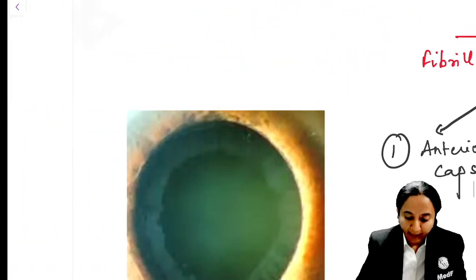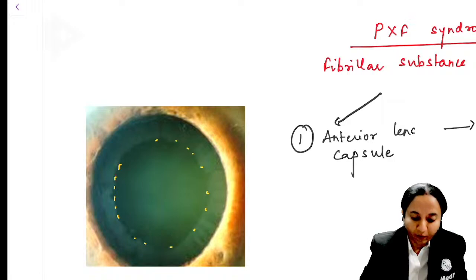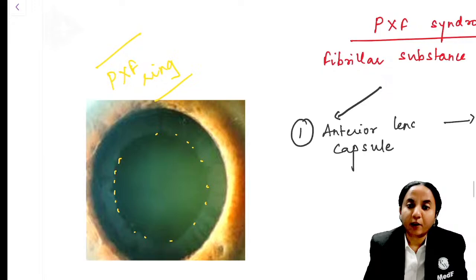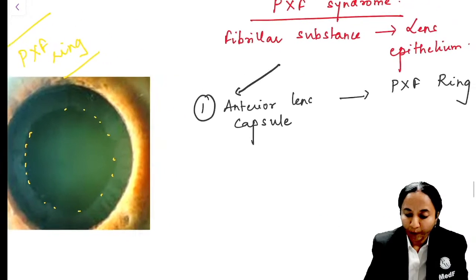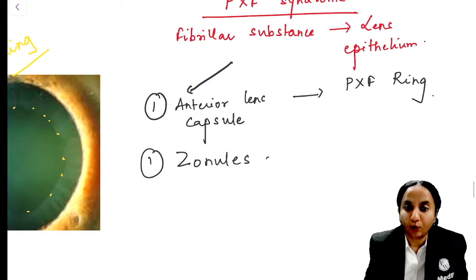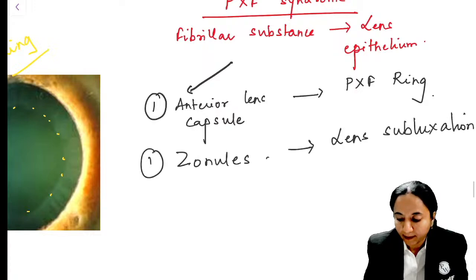So have a look at this image here. You can see this ring-like deposit here. Look at this, you can see something like a ring here, right? This ring on the anterior capsule of the lens is called your PXF ring. So this is the PXF ring. Okay? So this gets deposited on the anterior lens capsule, giving rise to the PXF ring. Second, it gets deposited on the zonules, as a result of which it results in lens subluxation. It will give rise to subluxation of the lens.